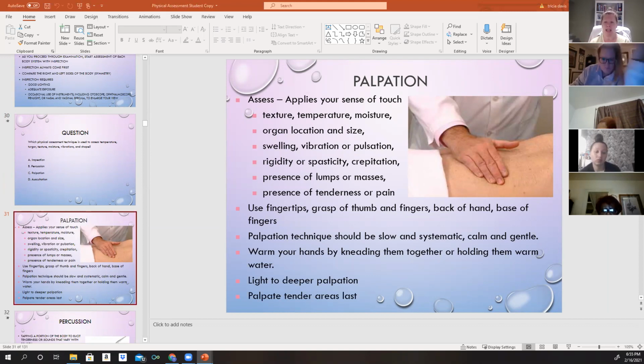Organ location and size. So after you do it enough times, you will be able to palpate around on the abdomen. You will be able to feel the pancreas at times, depending on the patient's size. You'll be able to find the liver. You'll be able to feel some of the bowels. It takes a while. Swelling, you're going to feel for swelling.